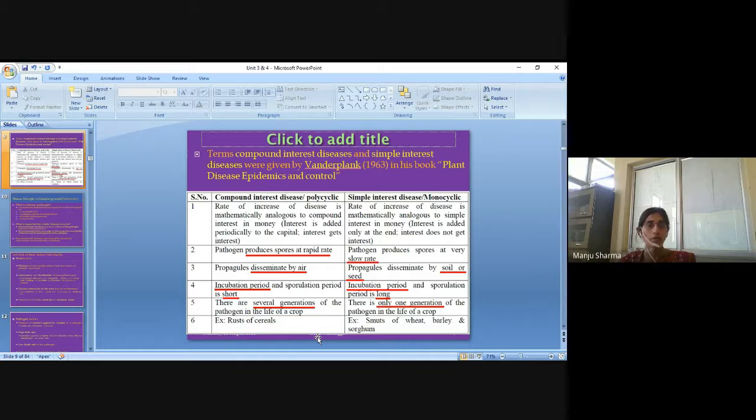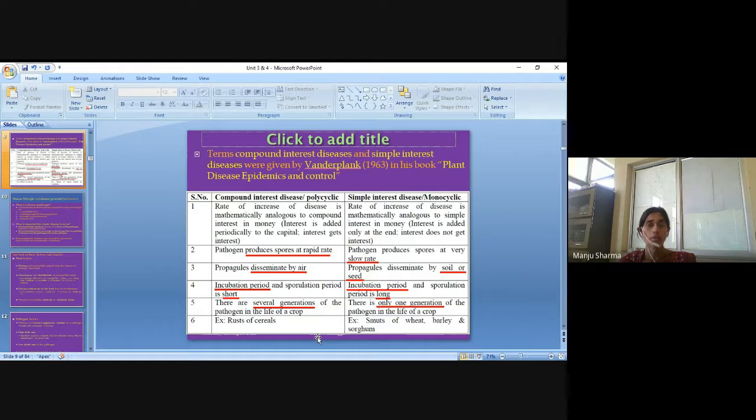The rate of increase of disease is mathematically analogous to compound interest in money, where interest is added periodically to the capital and interest gets interest. That is a polycyclic or compound interest disease. Another is the simple interest disease, or monocyclic. The rate of increase of disease is mathematically analogous to simple interest in money. Interest is added only at the end and interest does not get interest.